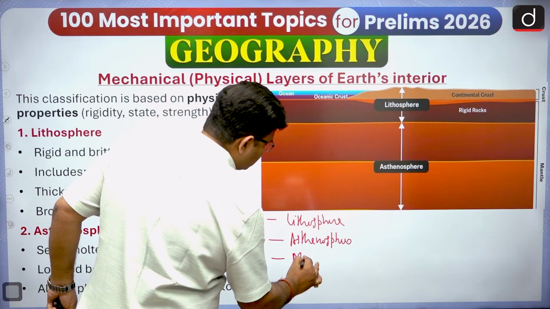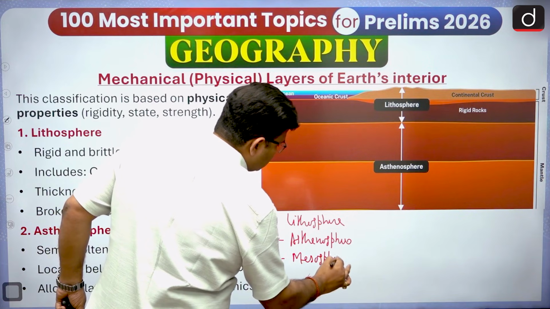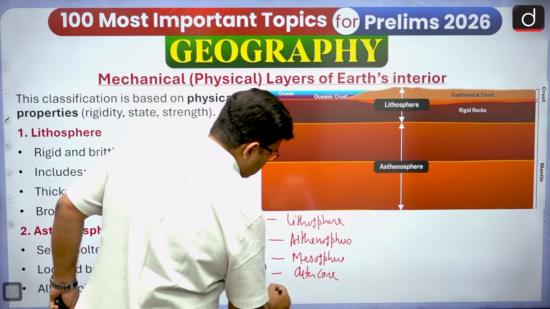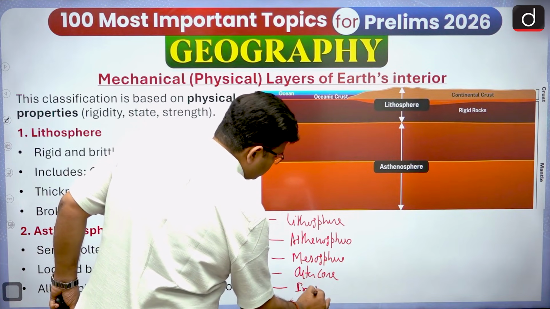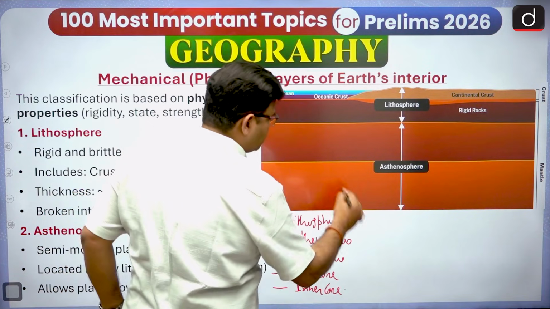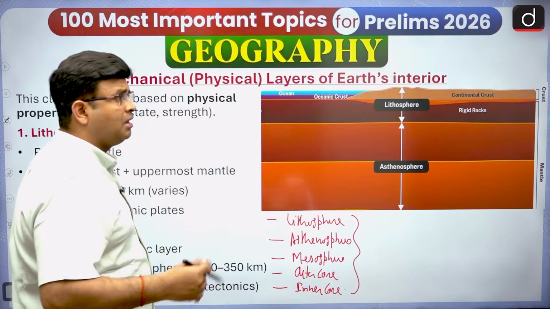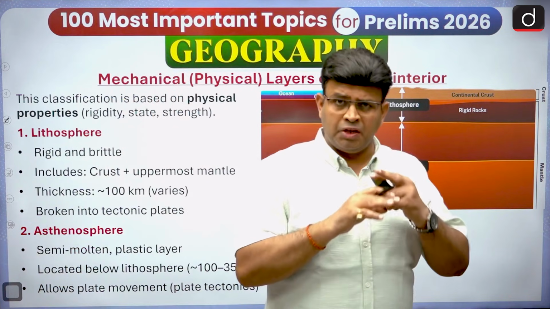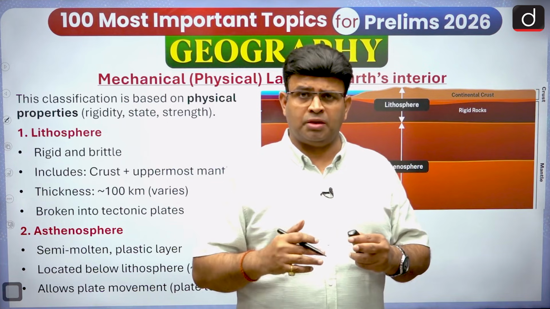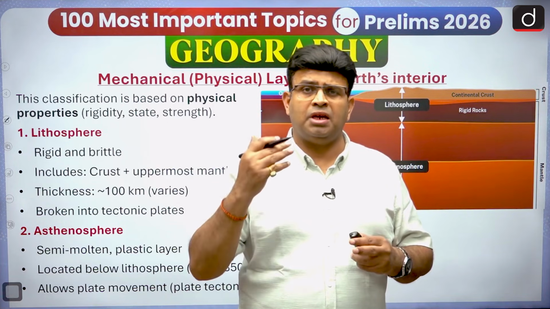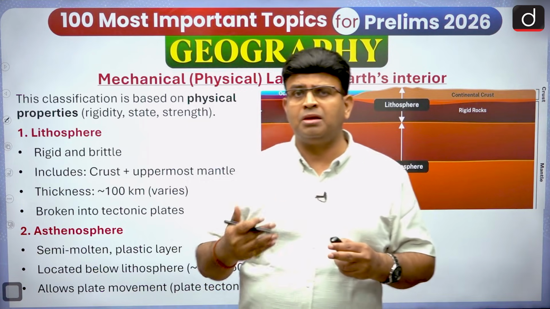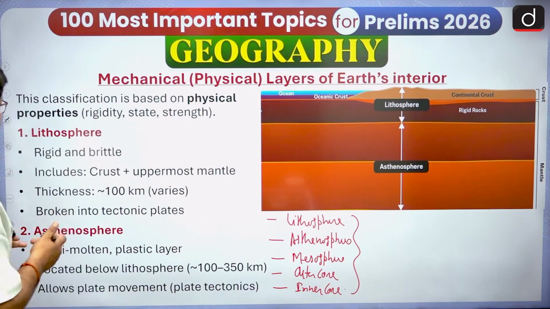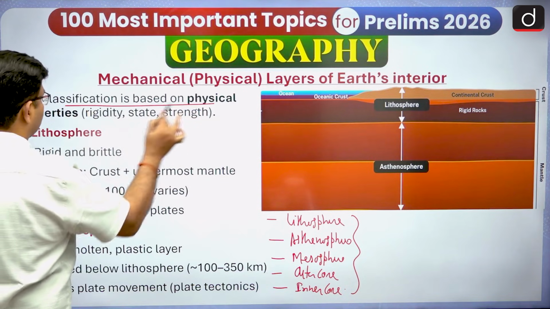Another we have to see, yes, mesosphere. And after that there is an outer core and inner core. Yes, this is the division of mechanical layers. Mechanical layers means on the basis of the behavior of different Earth's interior, their name has been given on the basis of their behavior. So that is mechanical or physical, meaning what is their behavior. We can say that this classification is based on the physical properties.